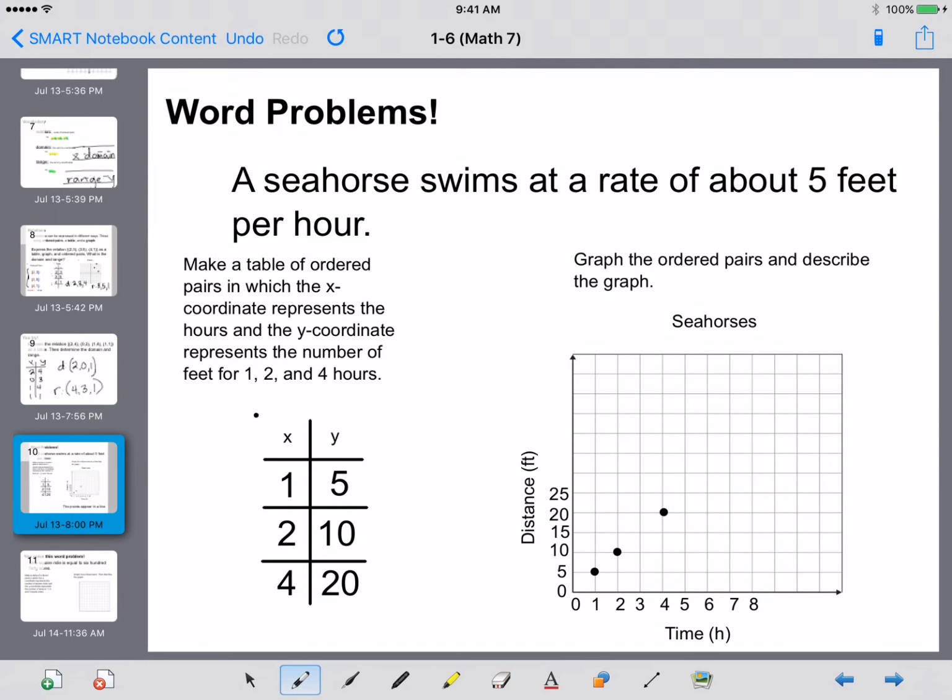So here we put in our x, and we put our 1, 2, and 4 hours in, and went, okay, it swims at 5 feet per hour. So after 1 hour, it's at 5. After 2 hours, it's at 10. 3 hours would be 15, so then 4 hours is 20. And then we went ahead and graphed the ordered pairs over here. If I were to describe this graph, I would just say the points appear to be in a line, because if I were to connect these up, it would be a straight line going up forever and ever.